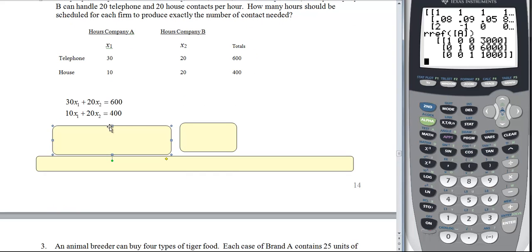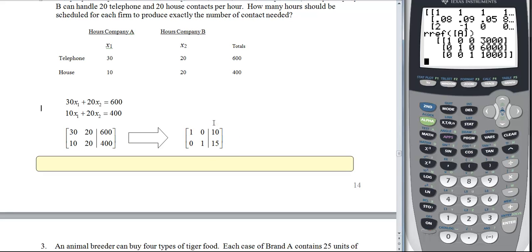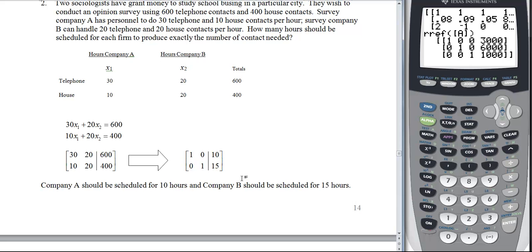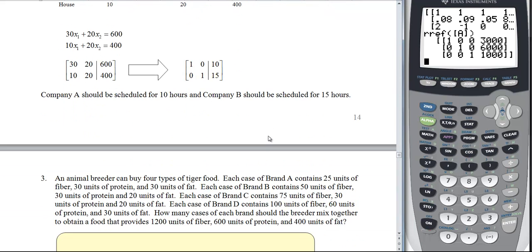Put it in your calculator and do the RREF function to it. And let's see if you end up with this. So how many hours should be scheduled for each firm? They should schedule 10 hours with Survey Company A and 15 hours with Survey Company B. Remember, answer the question.